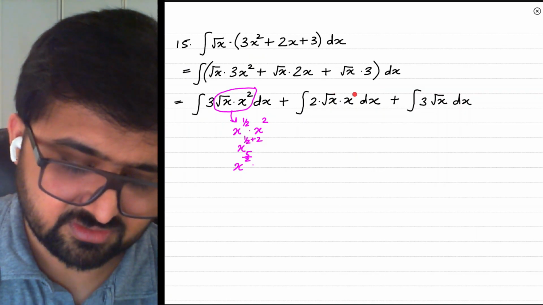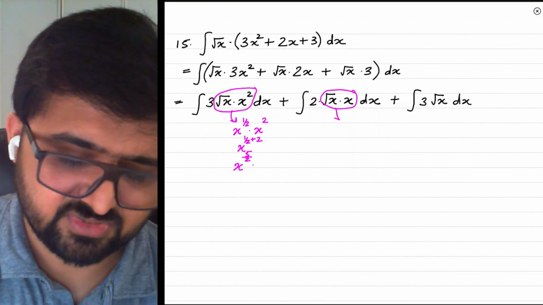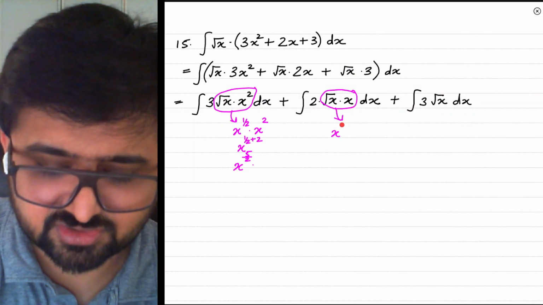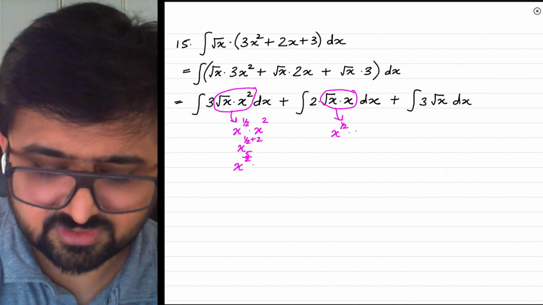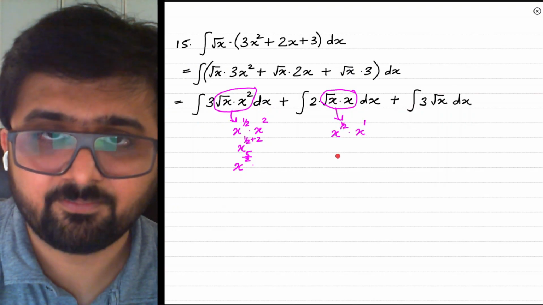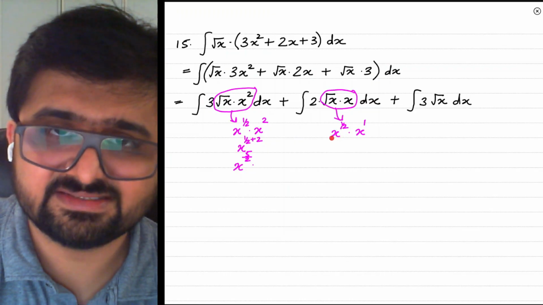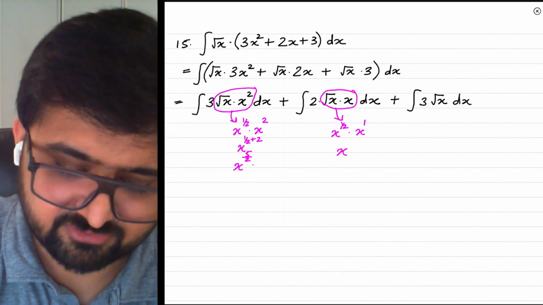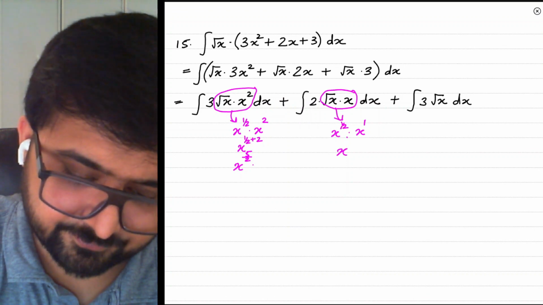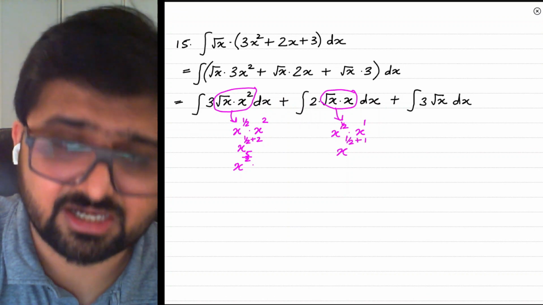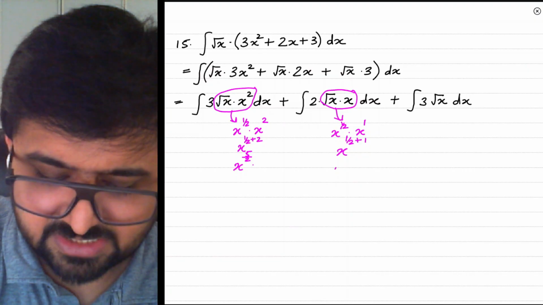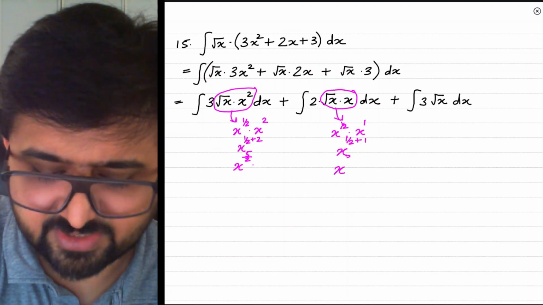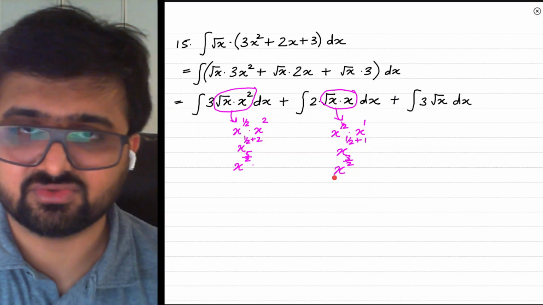Even here, that term can be written as x to the power, root x is x to the power half, times x to the power 1. Since again the base is the same, you can add those powers. That will become x to the power half plus 1, half plus 1. That will become 1 plus 2, which is 3 by 2. So half plus 1 is 3 by 2.